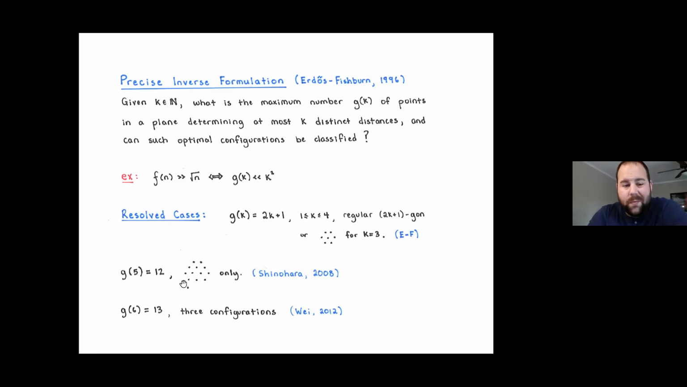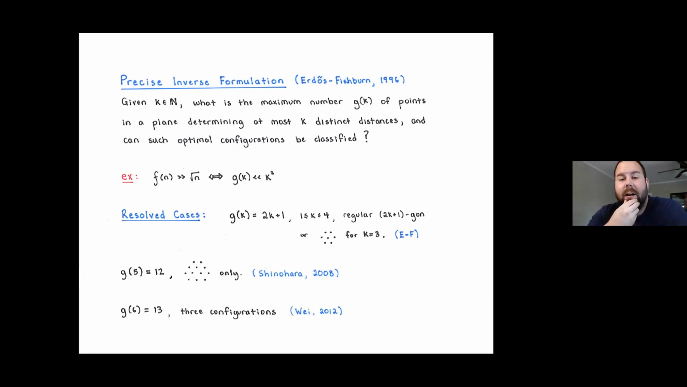So for example, if you have 5 distances, the best you can do is 12 points. And this exact configuration that I have very roughly drawn here is the only way to do it. Here and throughout, anytime I say that a configuration is unique for this sort of problem, I of course mean up to scaling or any sort of distance preserving transformation. That's the only way you can get those 12 points with only 5 distances.